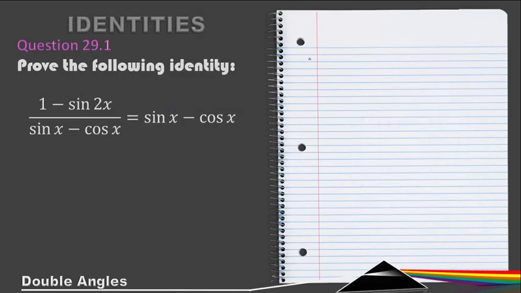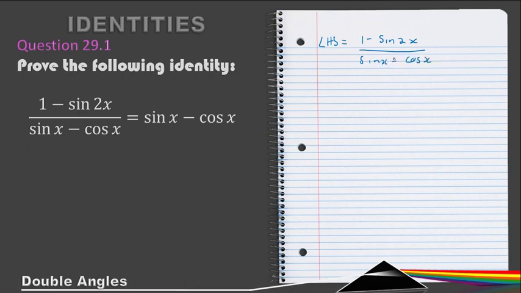Right, now question 29.1. So we prove the following. Now once again we're going to start out with the left hand side, and we first state that the left hand side is equal to 1 minus sine 2x over sine x minus cos x.